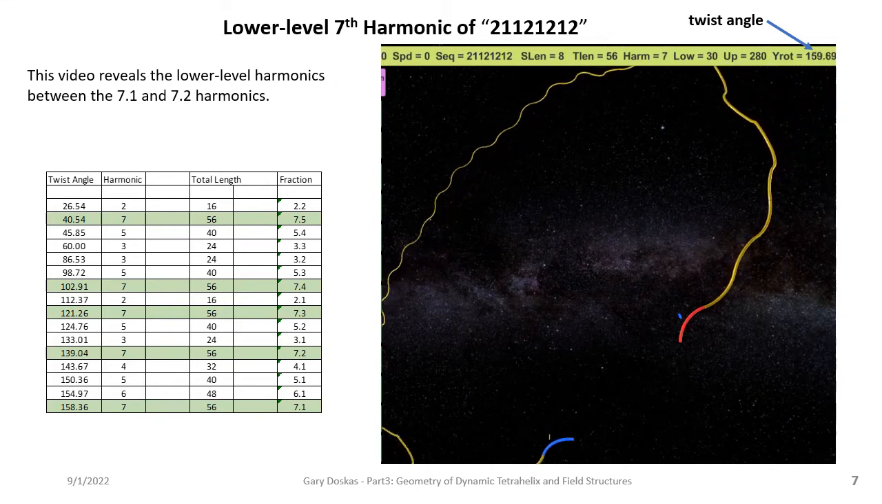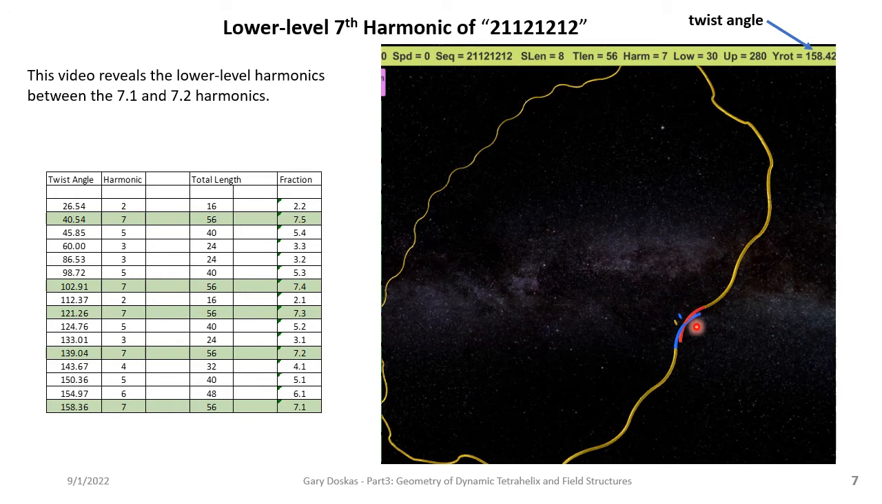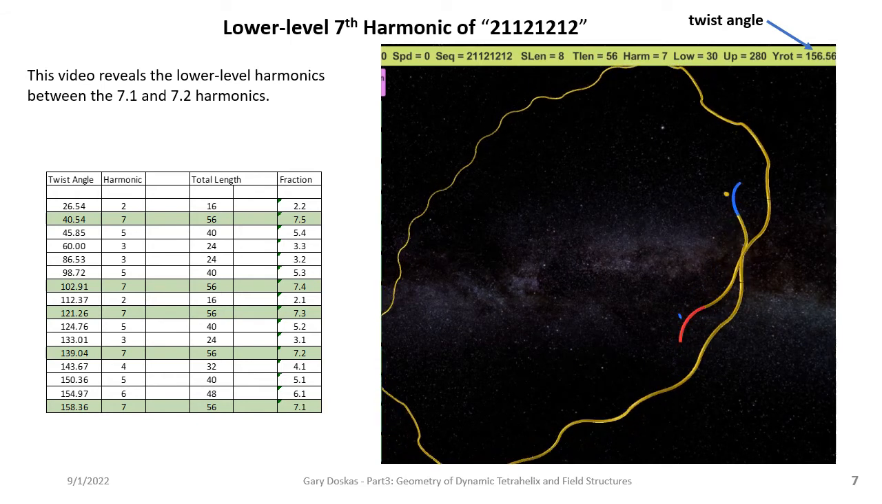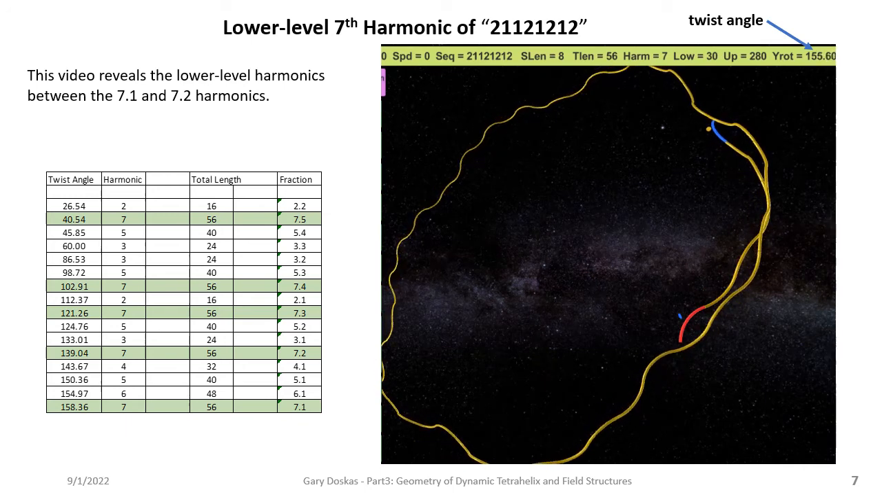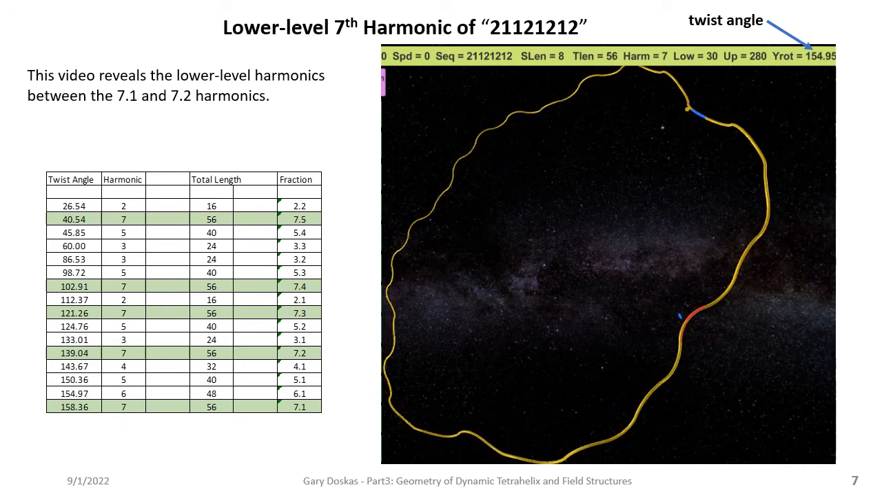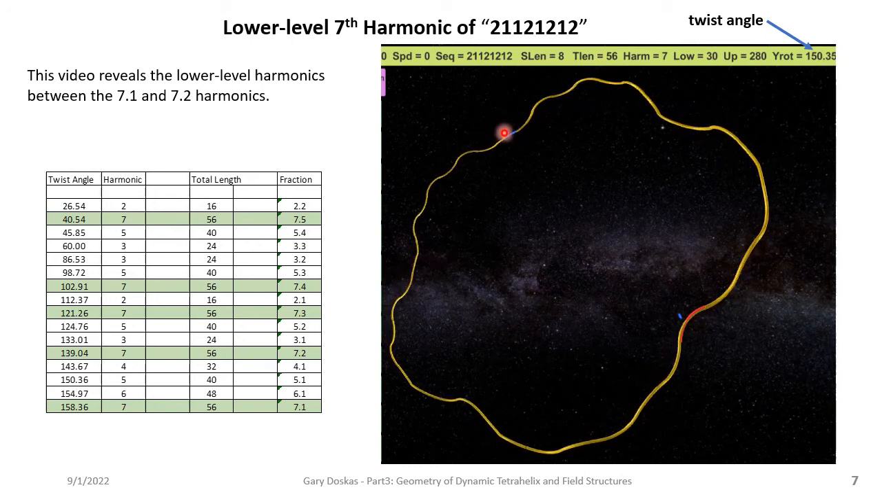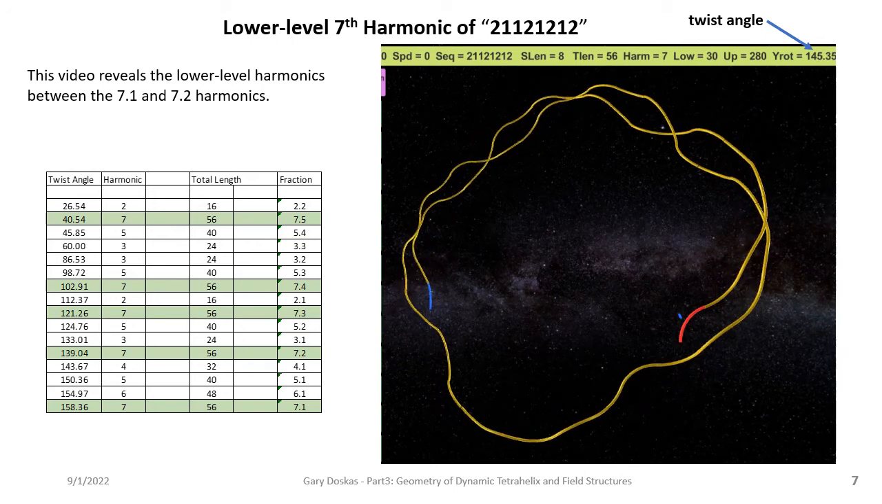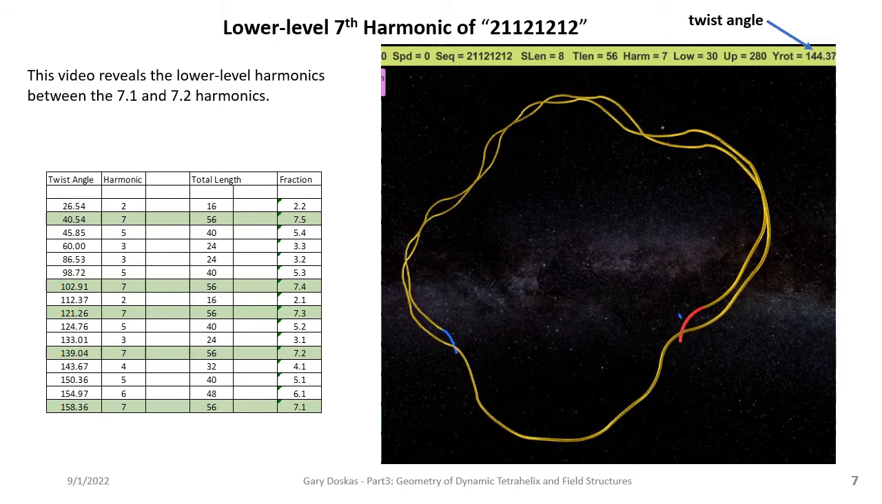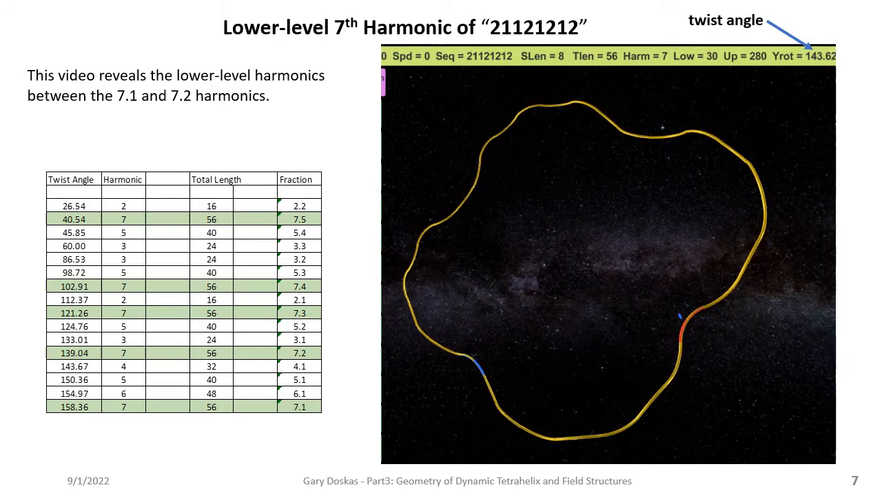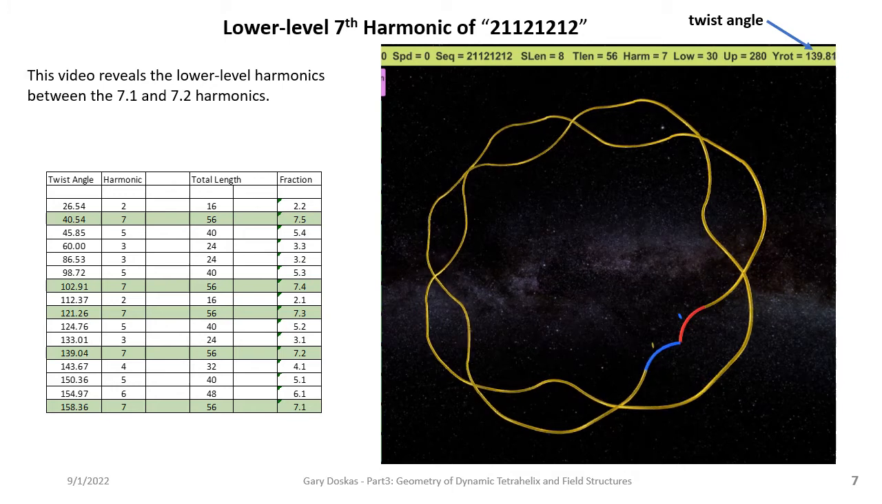This is the 7.1 harmonic. As the twist angle decreases further, it reveals the 6.1 harmonic. The twist angle continues decreasing, and then reveals the 5.1 harmonic. The twist angle decreases further and then reveals the 4.1 harmonic. Then we reach the 7.2 harmonic.